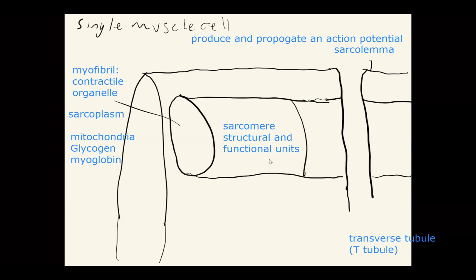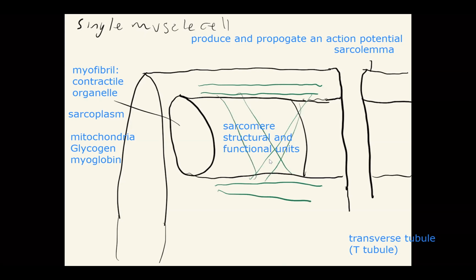Now, I'm going to change colors here. Our myofibril is all these proteins. But, and I'm going to first draw it around the outside like this, what we need to know is that it has this kind of lace-like structure that goes around the entire myofibril, wraps around the myofibril. This structure here is the smooth endoplasmic reticulum.